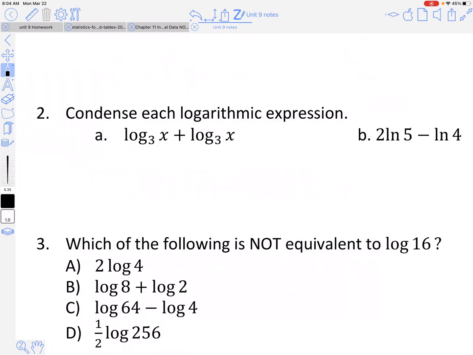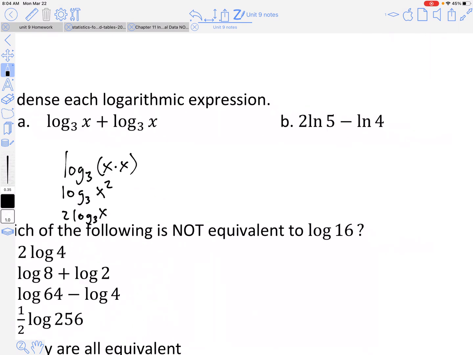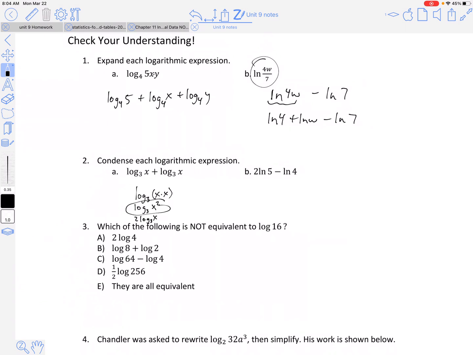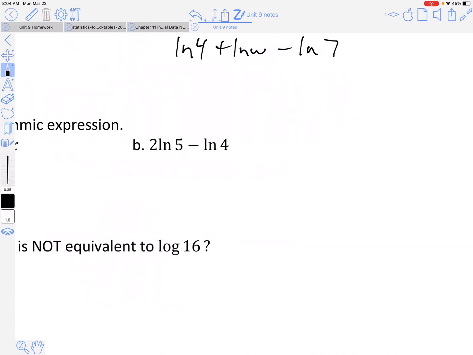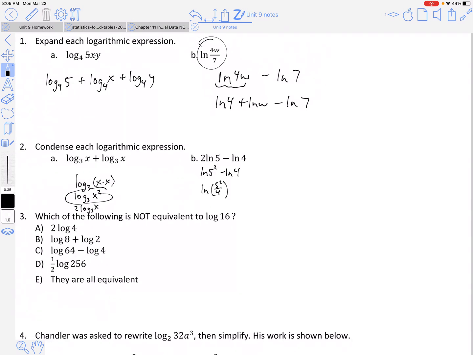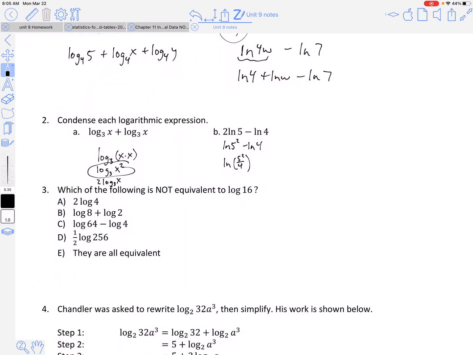Number 2. Now we're going to condense them. So log 3x times x, which is log base 3x squared, or 2 log 3x, either one. But this is probably the most condensed. All right, this one here, we're going to have ln 5 squared minus ln of 4, which, because it's subtraction, it can be 5 squared over 4, which is 25 over 4.